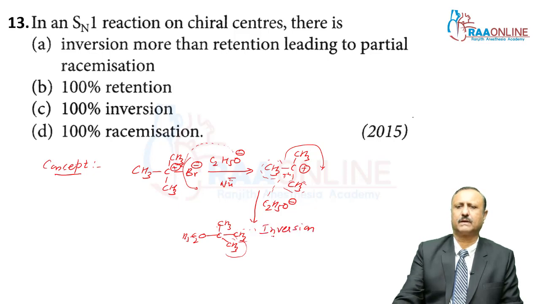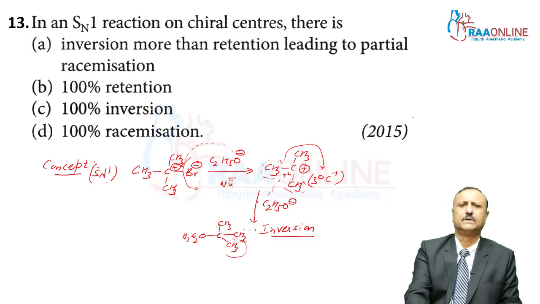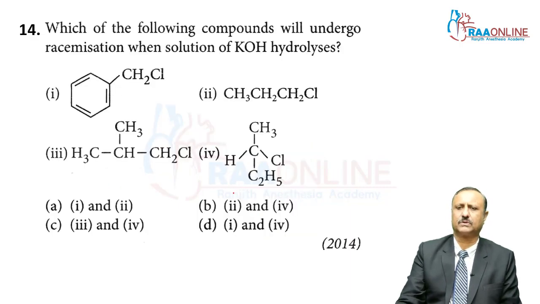Because this tertiary carbocation is more stable, it is present in the solution. So in an SN1 reaction, inversion is more than retention, leading to partial racemization. So you can go with answer A, 13A. Now my dear students, we can go to question number 14, which was asked in 2014.